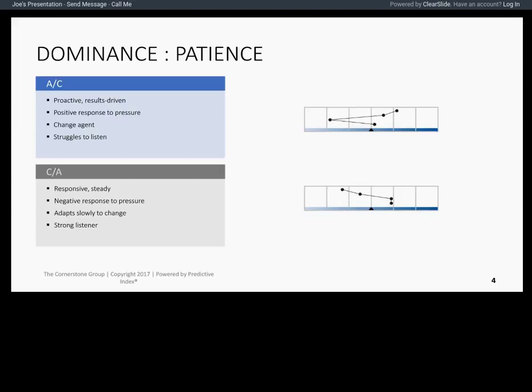On the flip side, folks that are high C, high patience, low A, low dominance, tend to be much more responsive and steady in the way that they approach their work. They tend to have a more negative response to pressure. They don't deal with it quite as well, particularly pressure for time. Everything for folks that are high C and low A is really about having processing time, and they need processing time in particular to adapt to anything that's going to change in their process and their environment. They also tend to be really strong listeners on the converse to folks that are built the other way. So again, this is the A and C factor combo, dominance and patience.